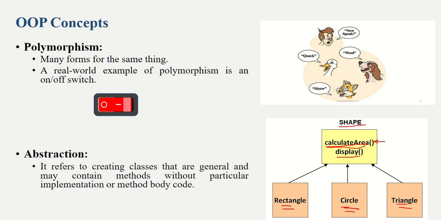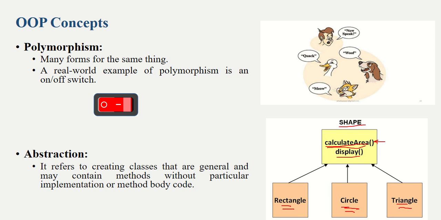All right, but the display might also want to display the rectangle in a different way, the circle in a different way, and so on. This is another example of abstraction. So you create an abstraction, and polymorphism and abstraction are more related to each other.